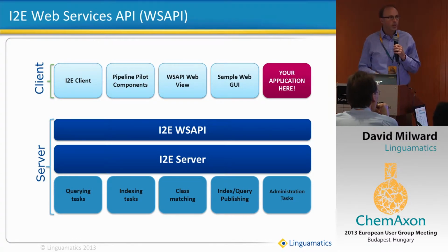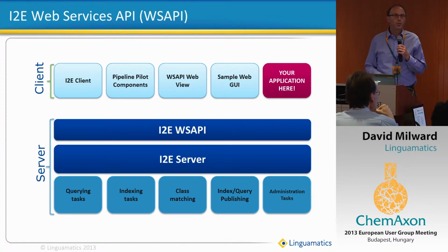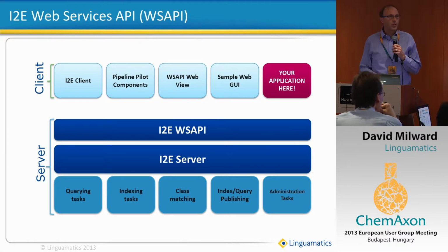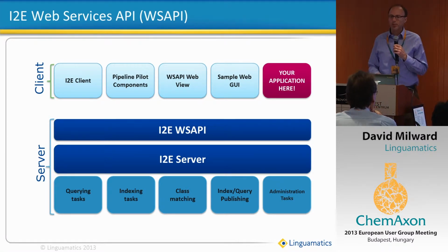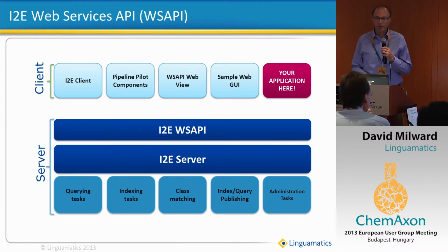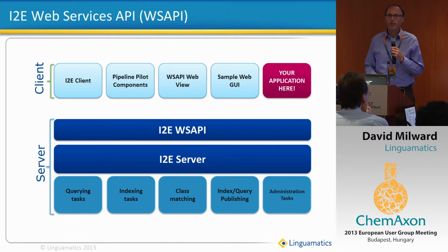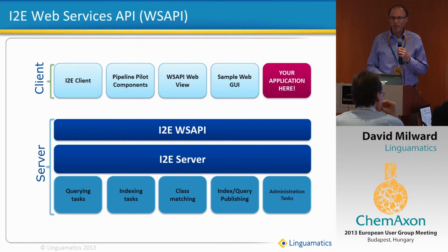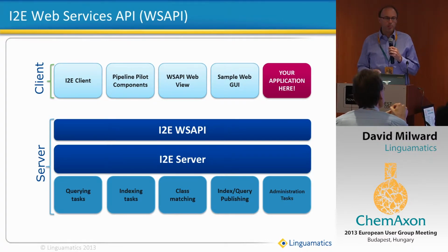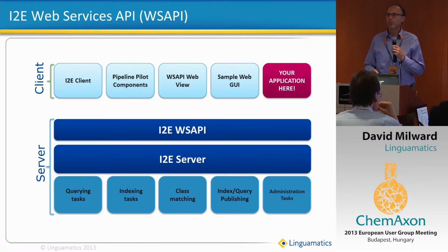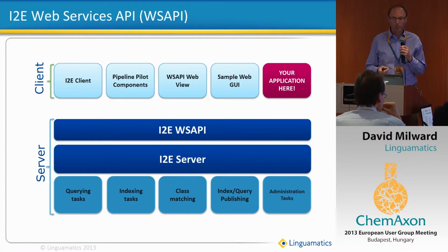During the last year, we've also introduced a full RESTful Web Services API to I2E, which allows you to build new clients on top of the I2E server. The I2E client uses the same RESTful web services, so it gives you a fully functioning ability to interrogate the server for querying, for indexing, for matching classes, and for various administration tasks. That's become very popular for people who want to build specialized interfaces for particular scientist portals, for example SharePoint web parts.